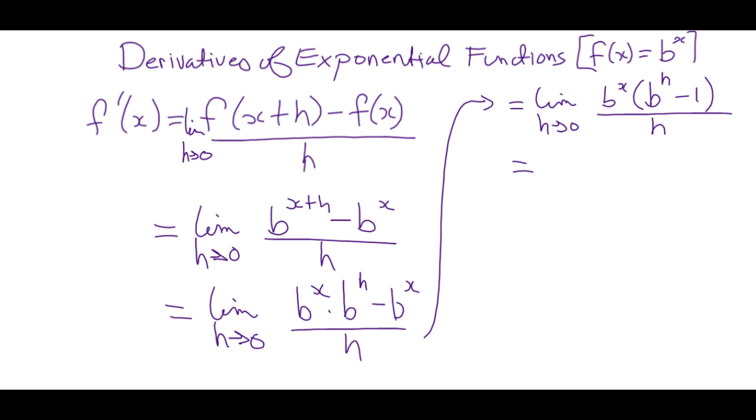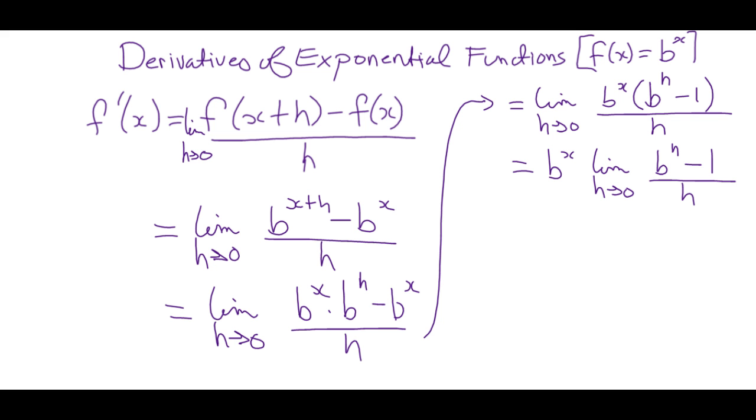Which means that we can just move that out in front of the limit, right? So we can say it's b to the x times the limit as h approaches 0 of b to the h minus 1 over h. Now, you may not remember this, but we've seen that limit before. A long time ago. Well, it can't be that long ago. We didn't start all that long ago. But we have seen that limit before.